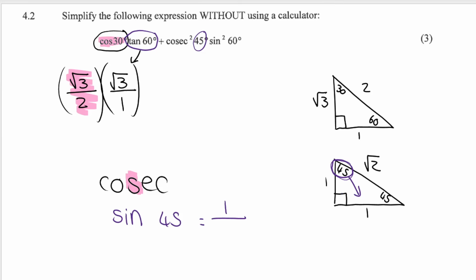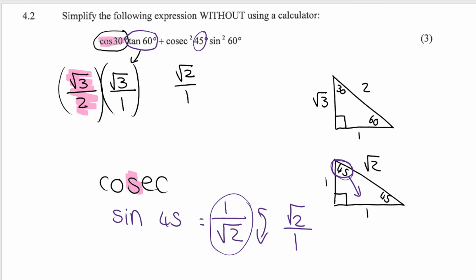Opposite over hypotenuse. Hypotenuse is square root 2. So if this is sin 45, cosec, the reciprocal, will be the reciprocal of this. So square root 2 over 1. So basically you flip it. So square root 2 over 1. But take note how it was cosec squared 45, which means that we must square this fraction.